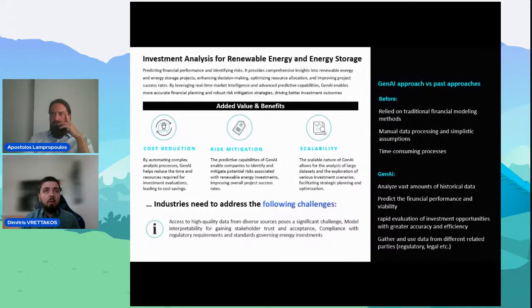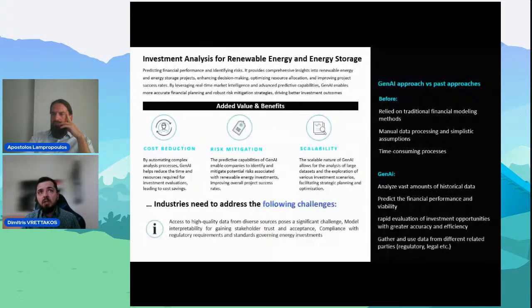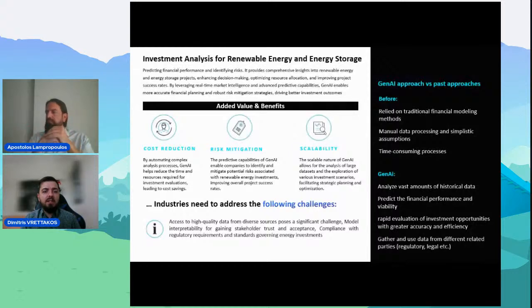First of all, we are automating a complex analysis process using GenAI, of course, which reduces, as we said, significantly the time and the resources required for the investment evaluations. And secondly is the risk mitigation. When you do an investment analysis, you understand that one of the most important things is to minimize or even eliminate the risk. Of course, we cannot eliminate the risk, but we can minimize it. And with GenAI's predictive capabilities, companies are now able to identify and mitigate potential risks associated with renewable energy investments, of course. And very important is the scalability.